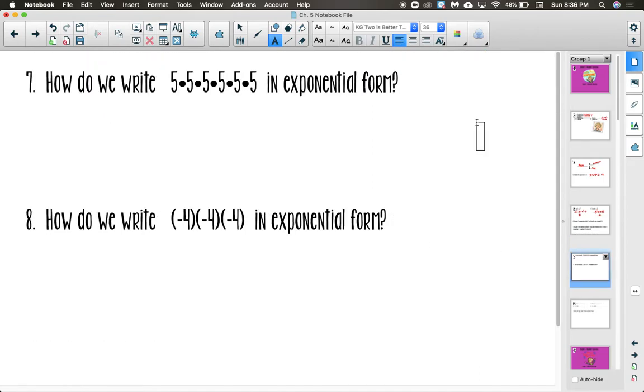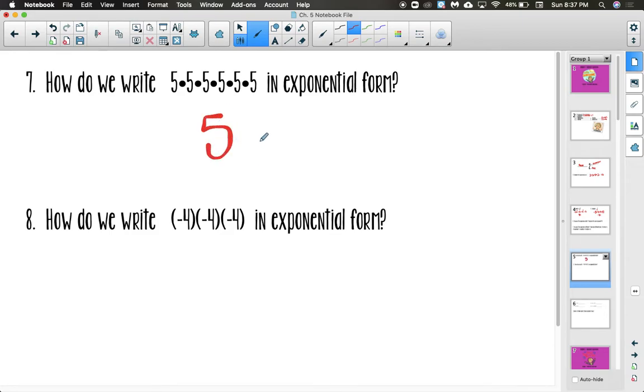Okay, all right, number 7, how do we write 5 times 5 times 5 times 5 times 5 times 5 in exponential form? Well, first thing we want to do is pick out what's the base. The base is the number that keeps repeating over and over and over again. So the base is 5, and the exponent is how many times we're repeating that number. And there are 6 5s up here, so that is a 5 to the 6th power to write that problem in exponential form.